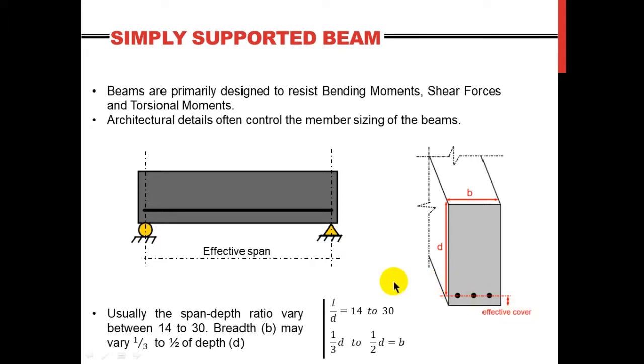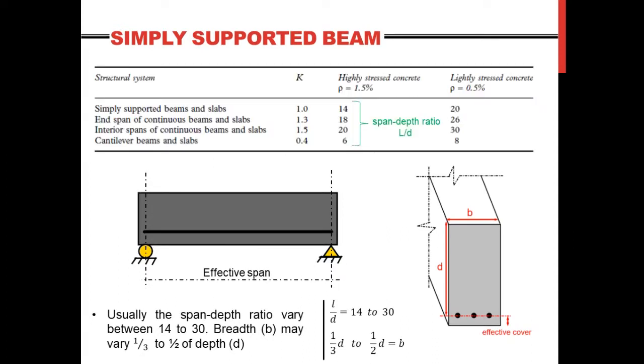But the initial trial section is not just random guessing, it has to be logical. So when we talk about beams, we usually take the span to effective depth ratio, and we will talk more about this. It has to vary from 14 to 30, and based on this logic, there's also a limit for b as well. Based on this, we are ensuring that the deflection will have no issue later on when we check it. So let me just clarify this.